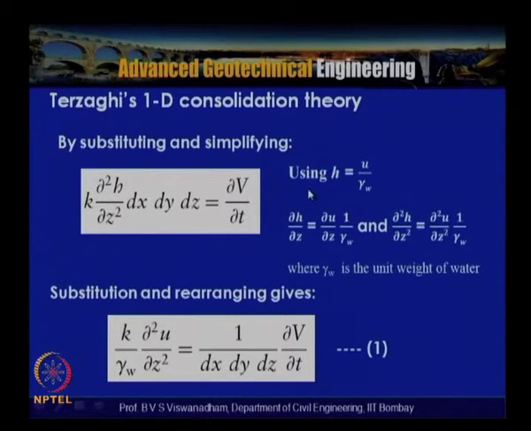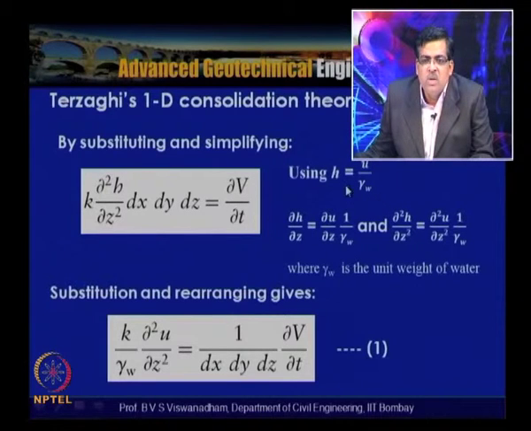Using H equal to U by gamma W, we can differentiate this partially: dou H by dou z is equal to dou U by dou z into 1 by gamma W, where gamma W is the unit weight of water. Differentiating once again, dou square H by dou z square is equal to dou square U by dou z square into 1 by gamma W. Substituting for dou square H by dou z square, it becomes K by gamma W into dou square U by dou z square, which is equal to, if you bring it here, 1 by dx dy dz into dV by dt.